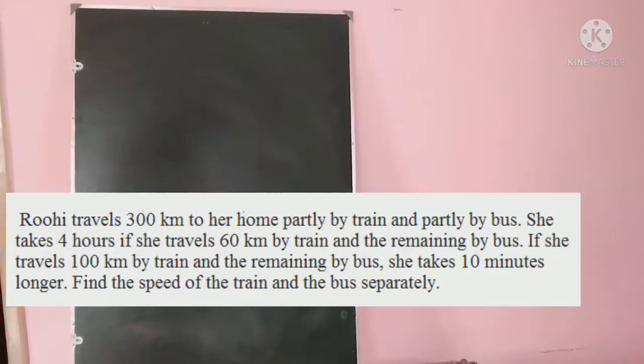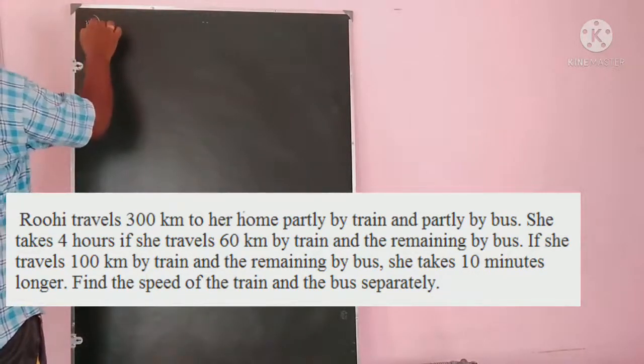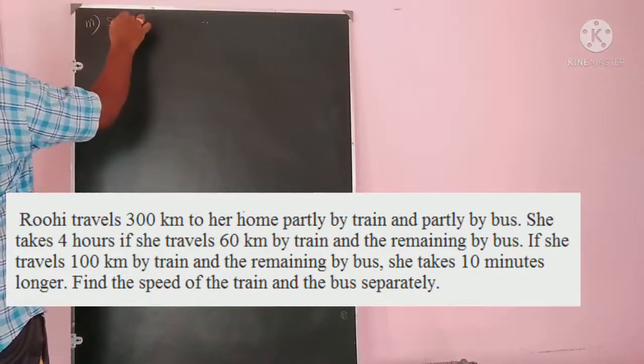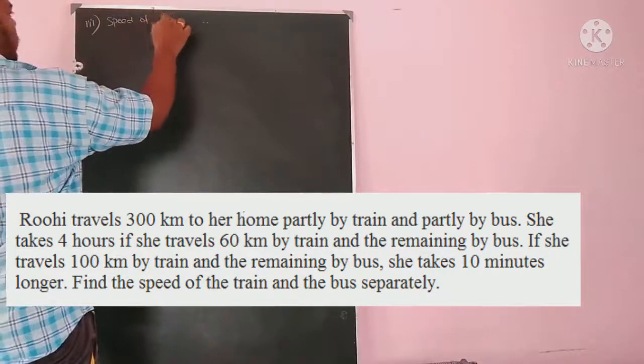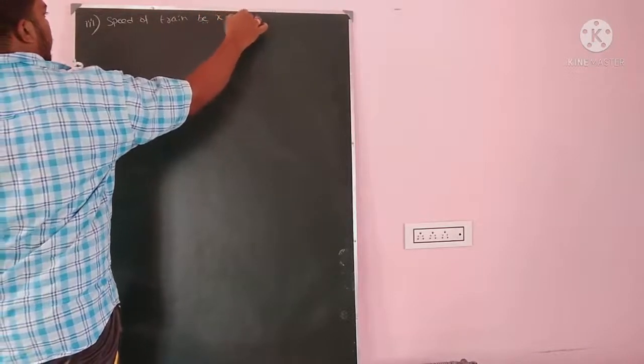So total distance here is 300 kilometers. She is traveling in two modes of transport. One is by train, another one is bus. So there are two cases based on the distance, so the times also will vary. We need to find out the speed of the train and bus. So first, let the speed of the train be x kilometers per hour.